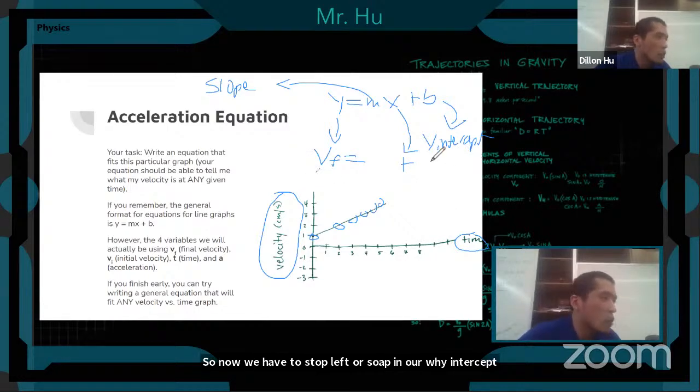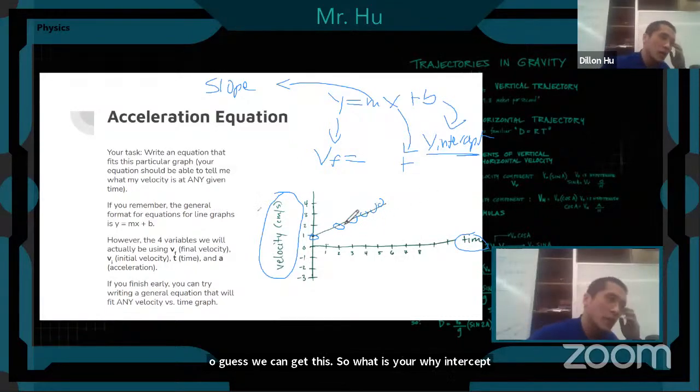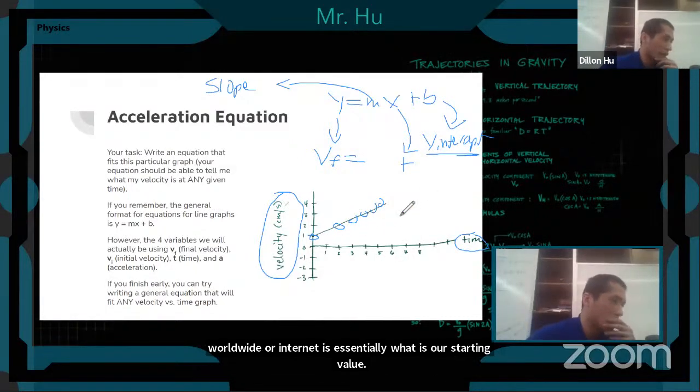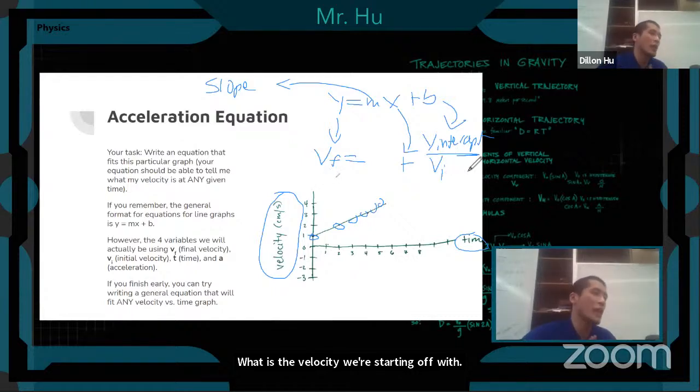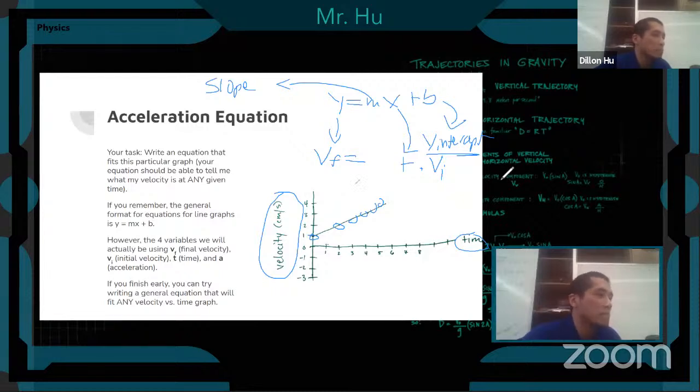So what is our y-intercept? Well, our y-intercept is essentially our starting value. What is the velocity we are starting off with? Another way of saying the velocity we are starting off with is our initial velocity, vi. Which just leaves us one thing left, which is our slope, and our slope is going to be our acceleration.